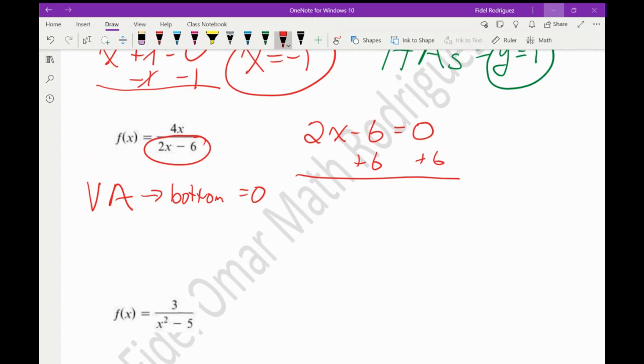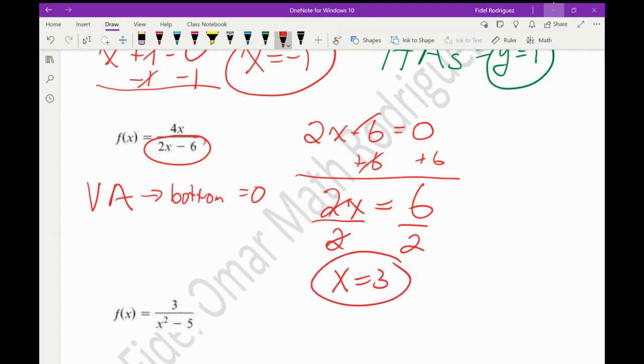All right, so I'm setting the bottom part equal to 0. So now my 6's here are going to cancel. So that's going to be 2x is equal to 6. And then we're going to divide both sides by 2. And I'm going to come up with x equals 3. So my vertical asymptote is going to be x is equal to 3. Okay? Now, we're going to go ahead and find the horizontal asymptotes.